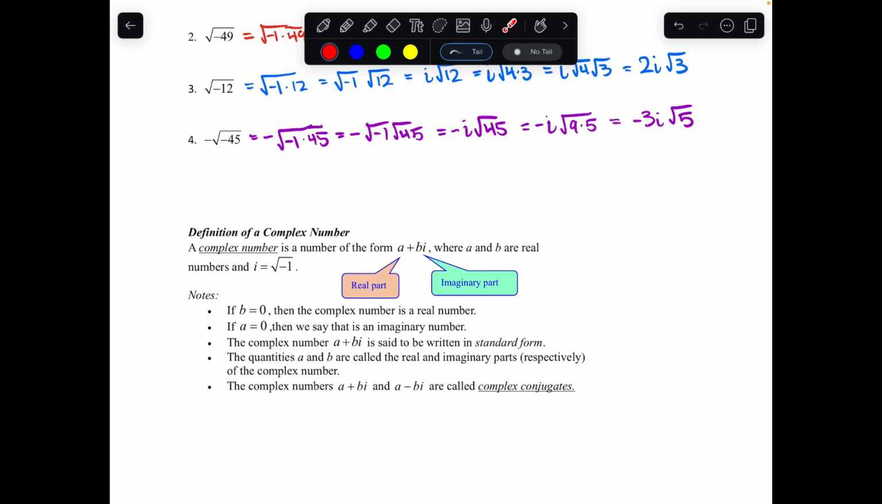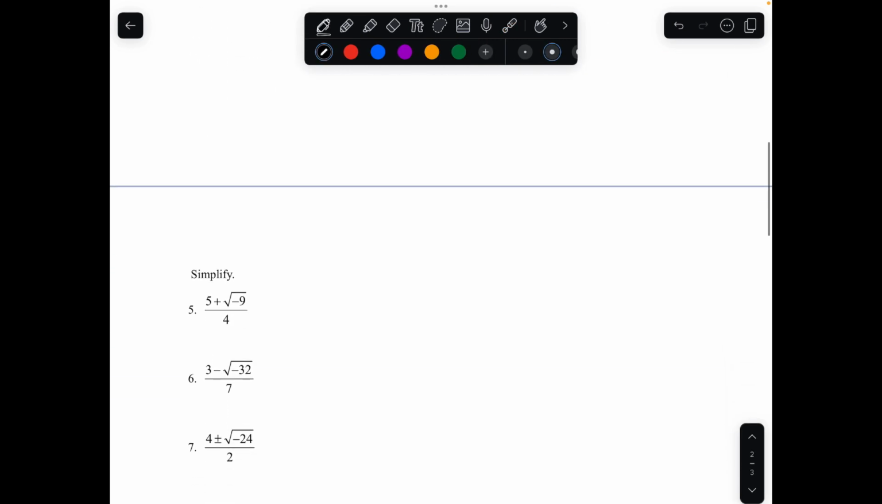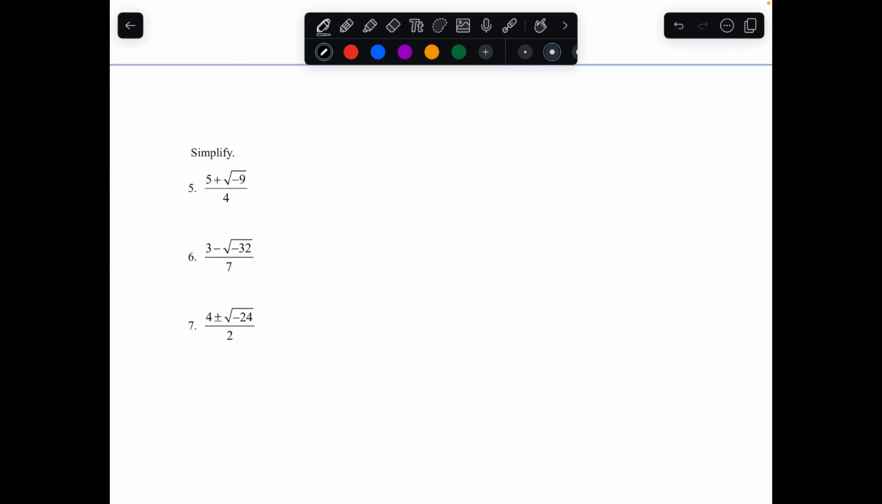Now, if we have a plus bi, it's going to be said to be written in standard form. And finally, if we have a plus bi and a minus bi, those are called complex conjugates. You may be familiar with conjugates in terms of normal square roots, but now we have complex versions of it. So let's go ahead and try out a problem, and let's look at number 5.